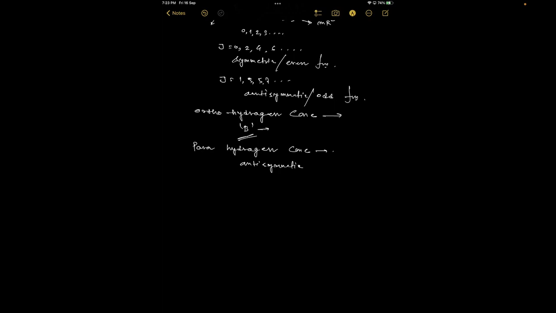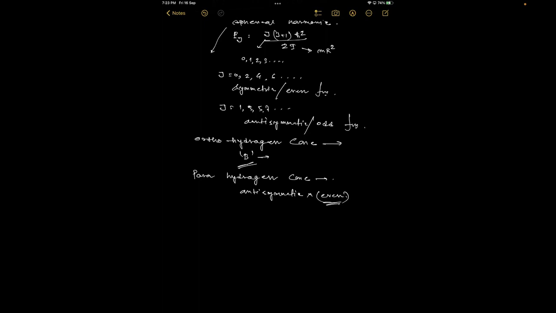So to fulfill the total antisymmetric condition of the total wave function, the rotational wave function has to be symmetric. That means the rotational quantum number has to be an even quantum number for the parahydrogen case. Even quantum number means the rotational quantum number starts with the value 0, and for the orthohydrogen case J starts from the value 1. So at very low temperature, J equal to 0 is the possible state for parahydrogen, but J equal to 1 is the lowest possible state for orthohydrogen.